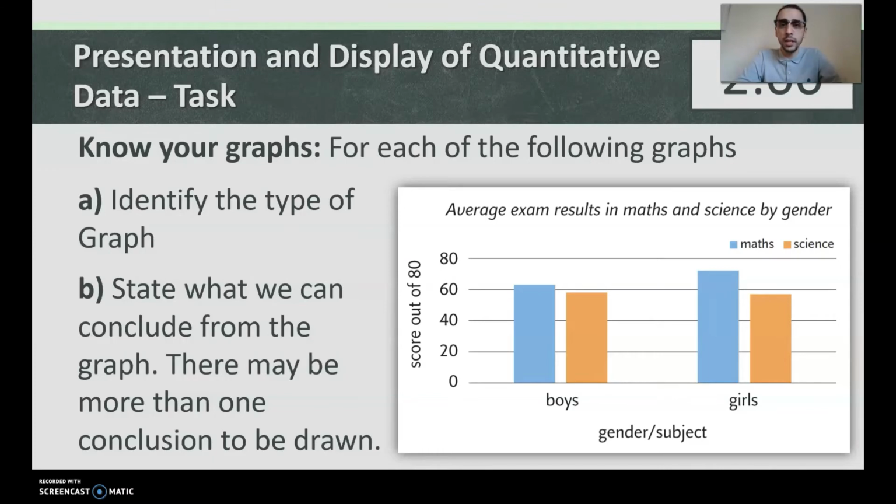So if you have a look, we can see the boys did slightly better in maths than in science, but it was quite similar. The girls did better in maths than they did in science, more drastically. You can see they got higher grades. In comparison between boys and girls, you can see girls did better in maths than the boys did, but the girls and boys did relatively similar in science together.